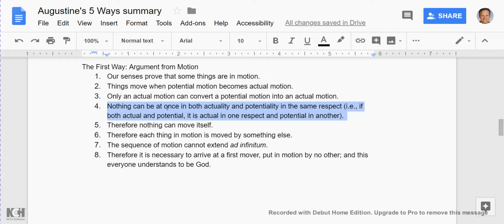Nothing can at once be both actuality and potentiality. So you can't have something that is moving and not moving at the same time. All right? Therefore, nothing can actually move itself. Nothing can have potentiality and actuality at the very same point in time. So therefore, nothing can actually move itself. Something else has to convert potential motion into motion. Therefore, each motion is moved by something else. Agreed, like we saw the boxing glove punching the face. And the sequence of motion cannot extend ad infinitum. This term means forever. Therefore, it is necessary to arrive at a first mover, putting things in motion in the very first instance, and that must be a god.